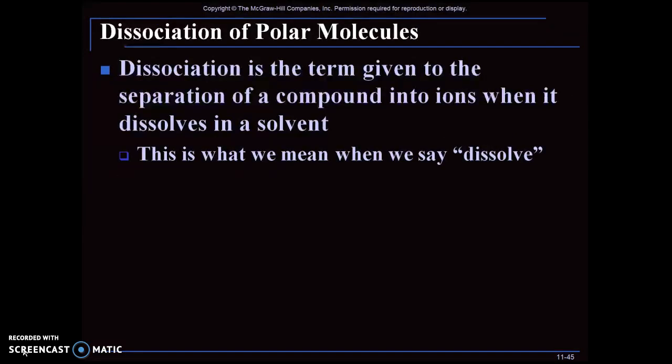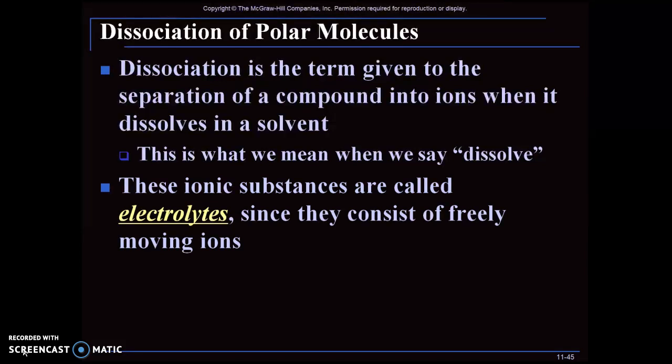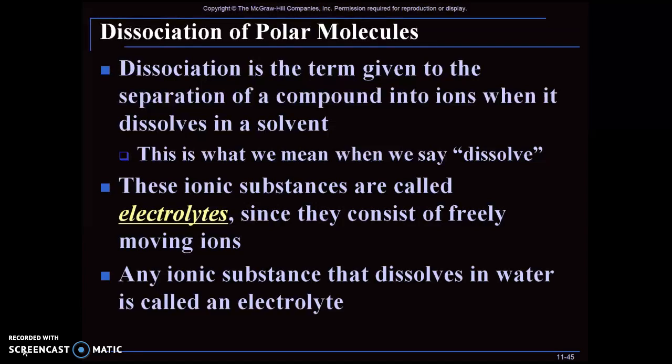Dissociation of polar molecules. Dissociation is a term given to the separation of a compound into ions when it is dissolved in a solvent. So the separation of materials into ions is called dissociation, and this is what we mean when we say dissolve. These ionic substances are called electrolytes. Since they consist of freely moving ions, any ionic substance that dissolves in water is called an electrolyte.